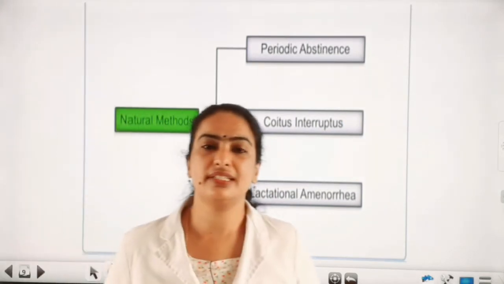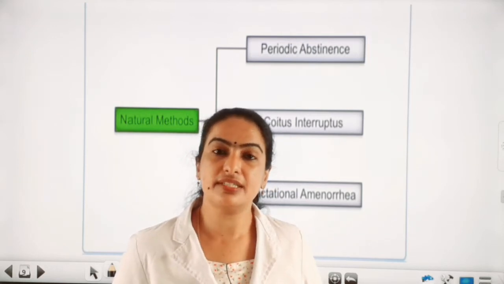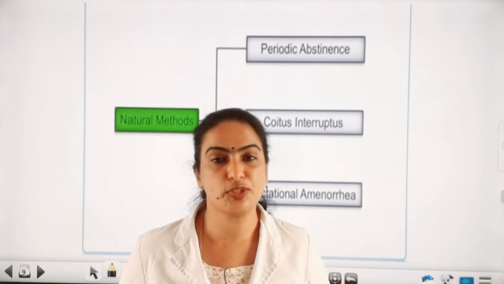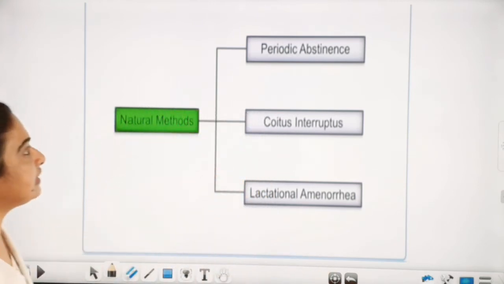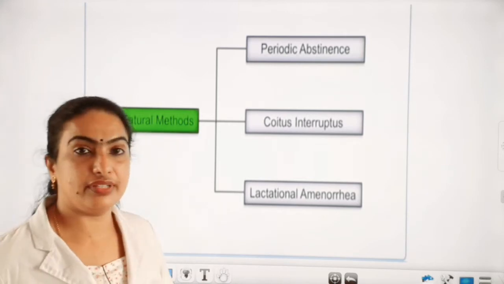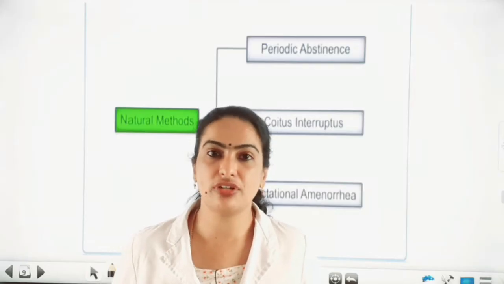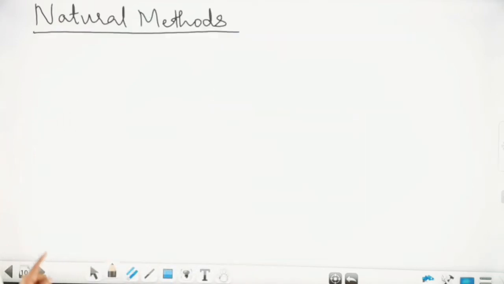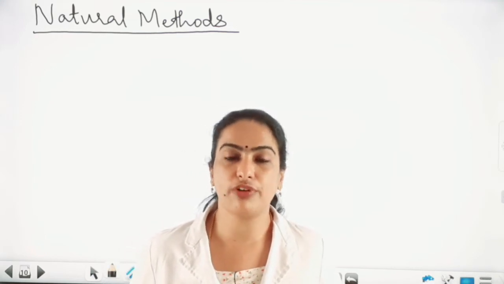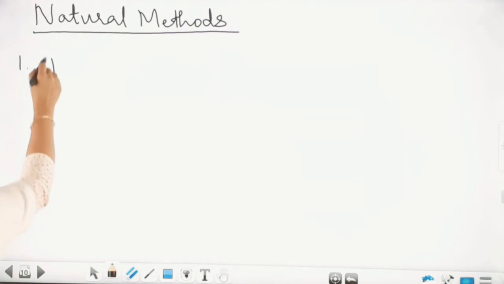Natural methods means that in these methods we are preventing the birth of a child naturally. That means the natural method works on the principle of avoiding the meeting of ovum and the sperm. And this natural method is of three types: periodic abstinence, coitus interruptus and lactational amenorrhea. These are the three types of natural methods of contraception. As I told you, the natural method of contraception works on the principle of avoiding the meeting of ovum and sperm. The first one is periodic abstinence.